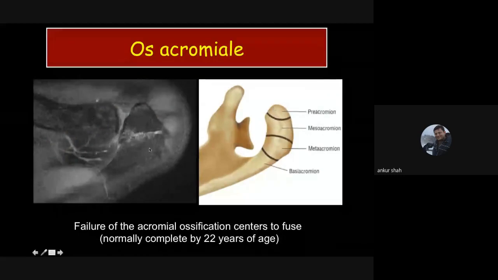Os acromiale, as I said, look in the axial image and you might see there is an unfused apophysis of the acromion. But the important thing is the fusion completes by 22 years of age. So if you are seeing an MRI of a child of around 15-16 years and this is not fused, don't call it os acromiale because this might still be in the process of fusion. But in an adult above 22 years, if you see this unfused apophysis, that is os acromiale.